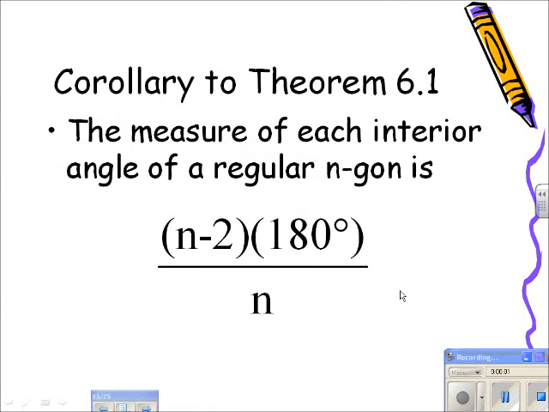A corollary to theorem 6.1 is the measure of each interior angle of a regular n-gon. Notice regular, that means all the angles and all the sides are congruent to each other. So it's still the same formula. N minus 2 times 180 would give you the total sum of all the angles. So if you divided by how many sides you had, which is equal to the number of angles you have, then you would get each individual angle.